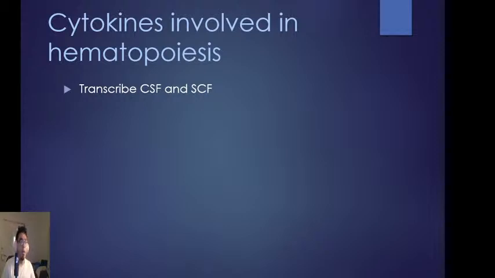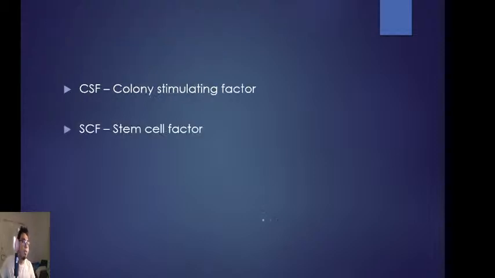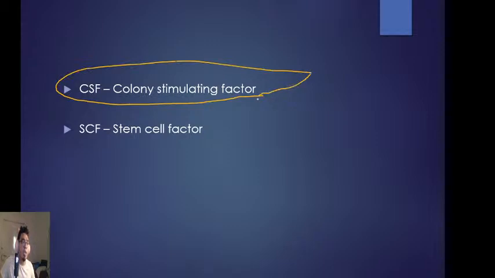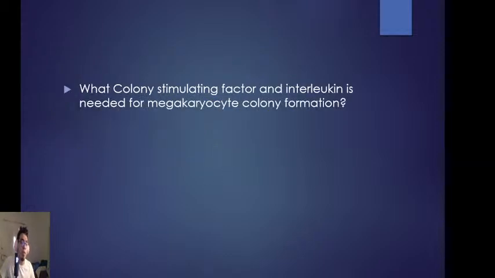Colony stimulating factor. All right. And SCF is stem cell factor. Very good. Stem cell factor, colony stimulating factor. What is the difference between the two? This one targets the multipotential stem cells. This one targets the pluripotential stem cells. Based on the definitions that I gave you earlier, you would have understood the difference between the two. If you have not, just rewind the video to our previous discussions, and you will find out the difference. Anyway, let's move on.